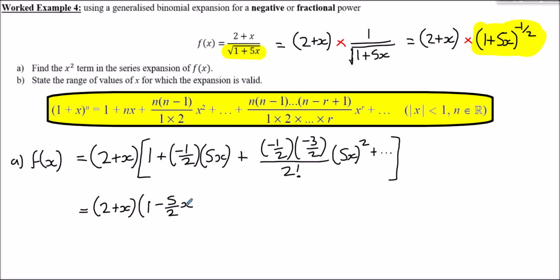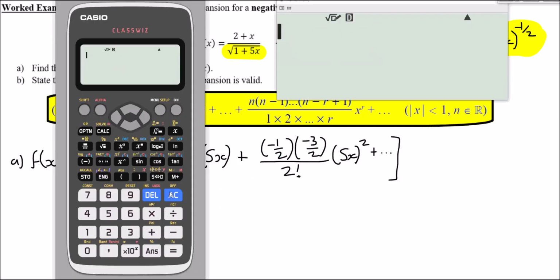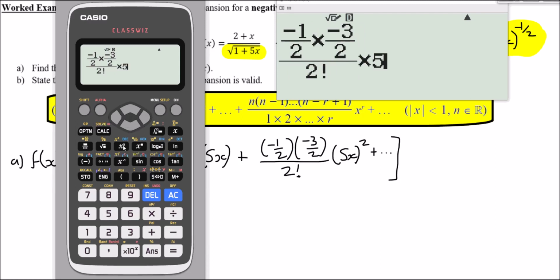And this thing here, let's work out what this is using the calculator. So we've got on the top minus a half multiplied by minus 3 halves, all divided by 2 factorial, and multiply that by 5 squared to find the coefficient of x squared. We get 75 over 8.